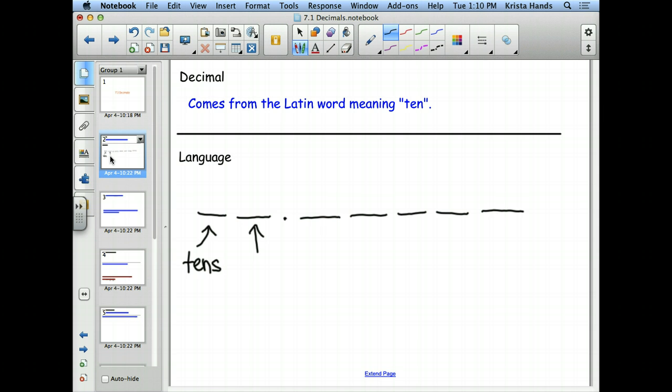This one has a couple of names in the decimal system. What do you remember? Ones. Anybody else remember anything different? Sometimes you'll hear it called the units place.